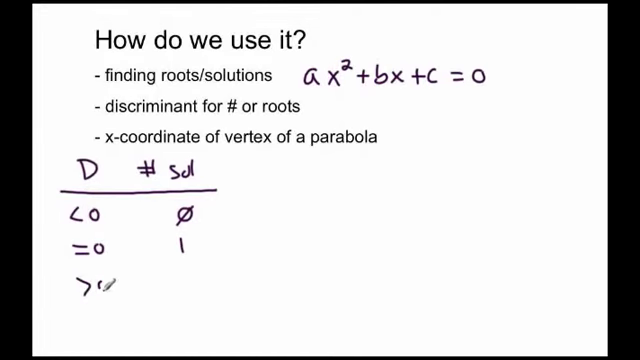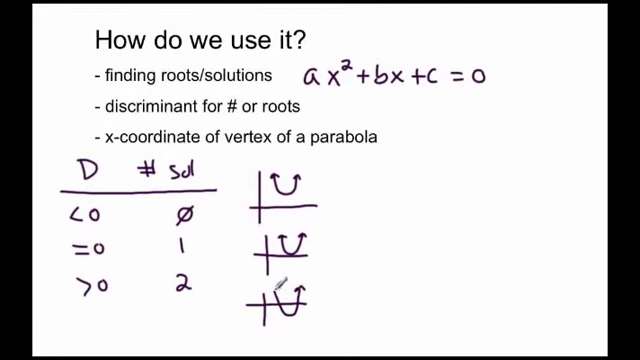And if it is positive, then we have two solutions. And the reason for that is that there are a couple of ways a parabola might be. It might be above the axis. It might be tangent to the x-axis. And it might cross the x-axis twice. So these points right here represent the number of solutions. And you can see that we have 0, we have 1, and we have 2 as we go.